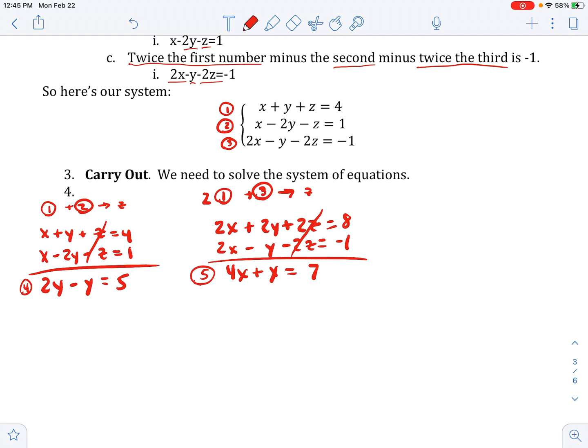Sorry. And so aren't we in luck? If we look at equations 4 and 5, the y's will eliminate right away, so we don't have to do any multiplication.